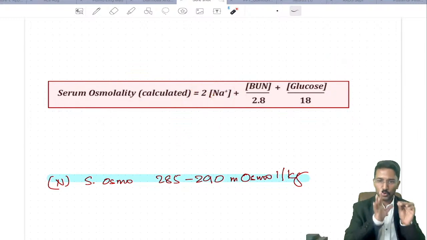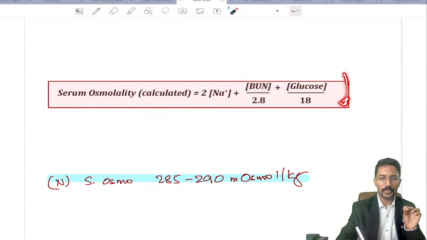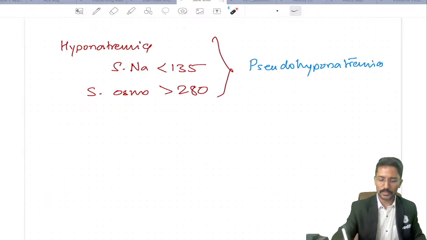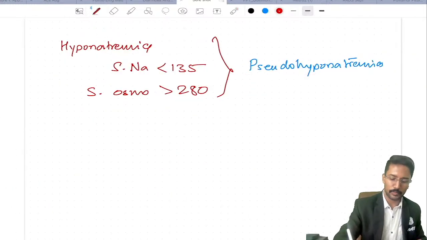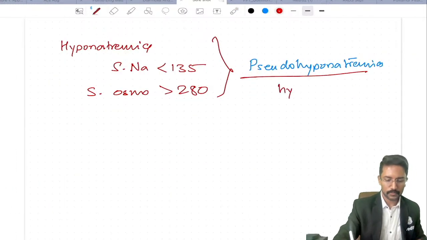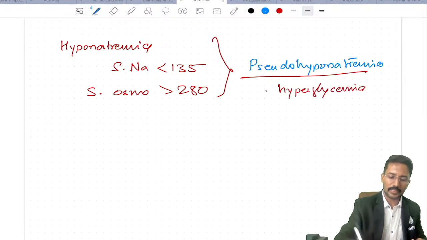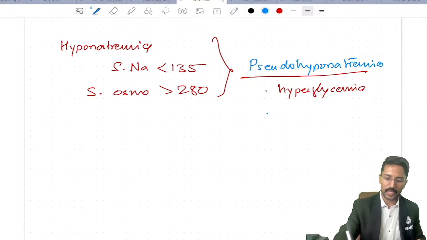But is it true hyponatremia? No, body sodium is still preserved. You reduce the glucose, and the sodium that had gone to the intracellular compartment will come back to the plasma, right? So that is called pseudohyponatremia. A classical example for that is hyperglycemia.